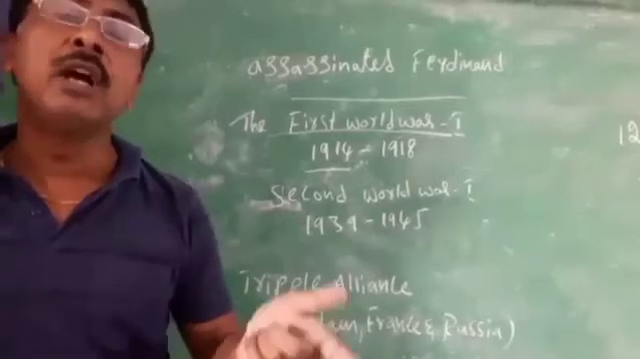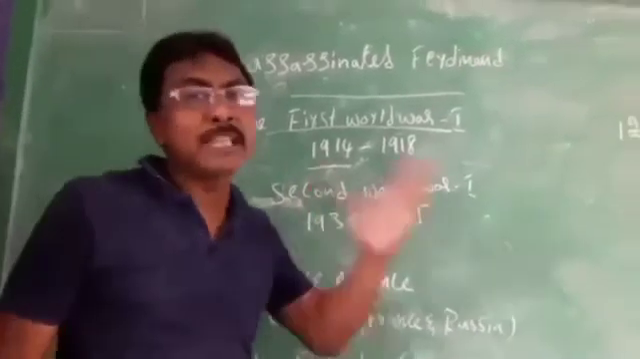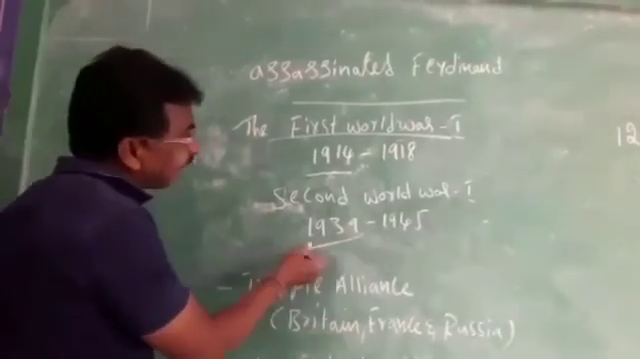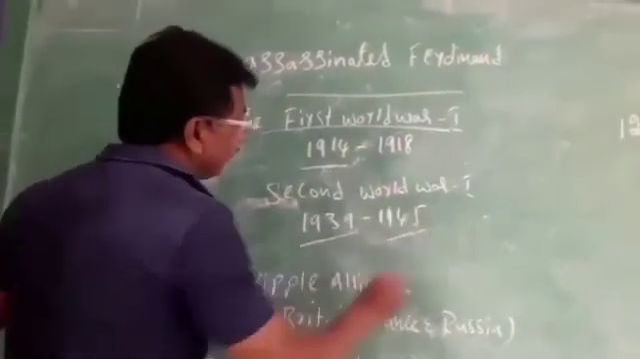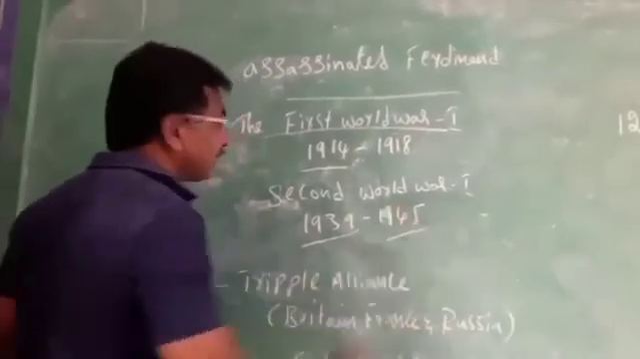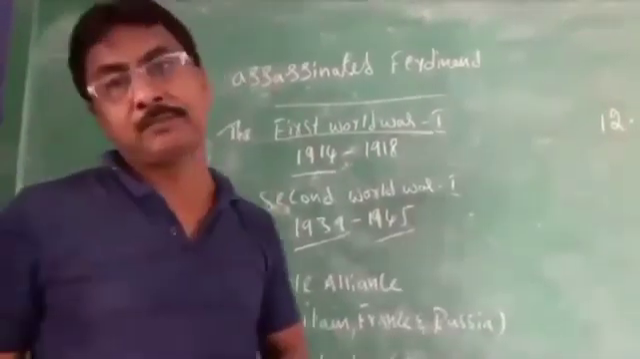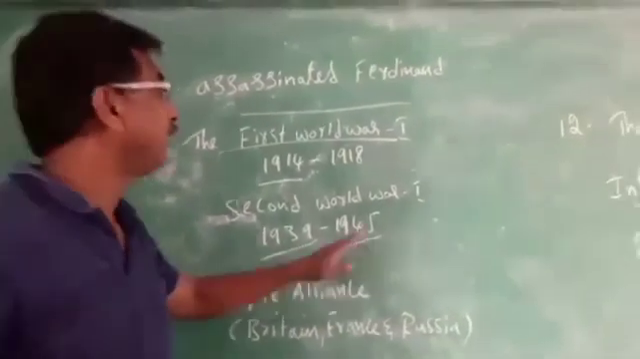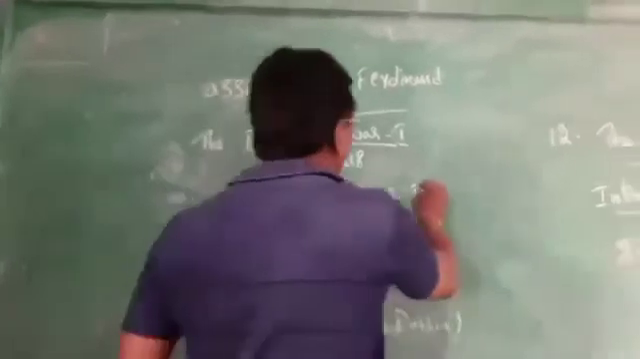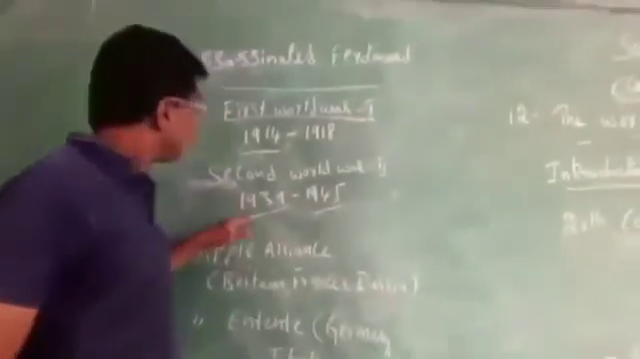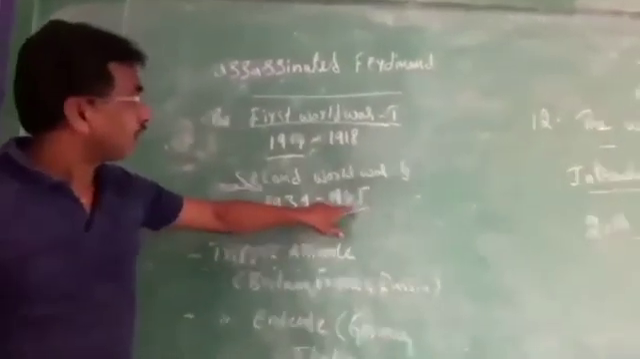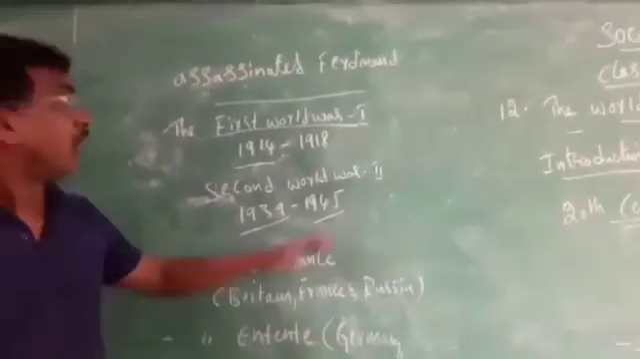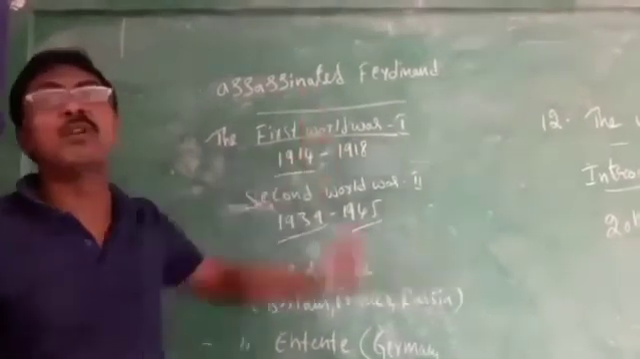And they'll ask you about the second world war also. When did the second world war take place? The second world war took place in 1939 to 1945. You should keep this in your mind, compulsory. In your brain you should feed it. So 1939 to 1945, the second world war happened, and 1914 to 1918, the first world war happened.